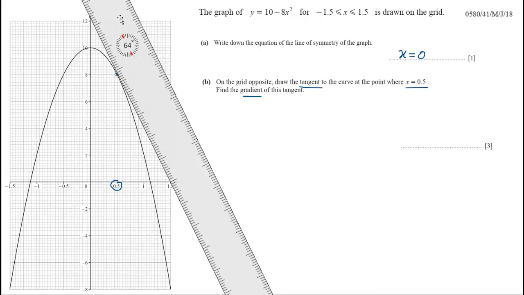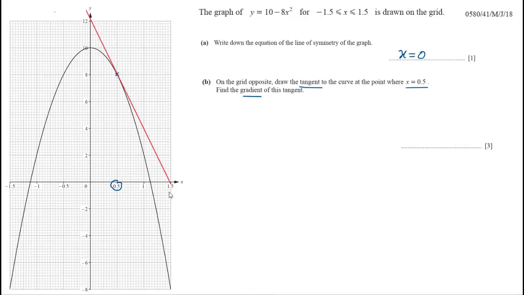So now let me draw a tangent line. Now I have just drawn a tangent line. This is the tangent line. It just touches this point of the curve.